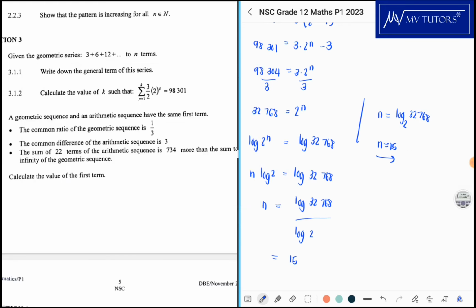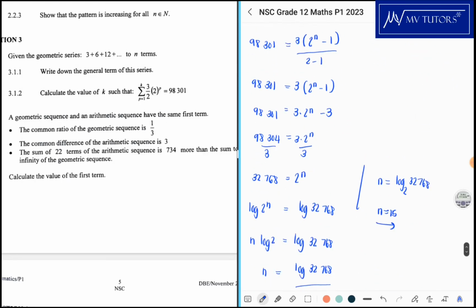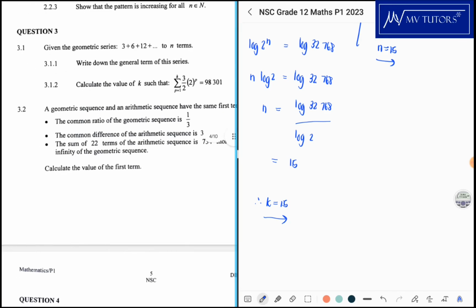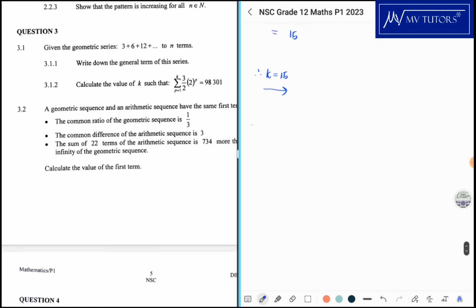And because we're looking for k, remember we're calculating the value of k, and we already determined that n is equal to k, or k is equal to n. We can therefore conclude that k is equal to 15. Oh yeah. Okay, and then 3.2.